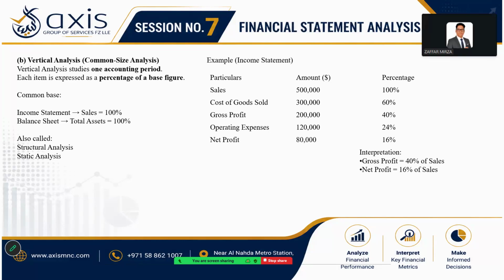Interpretation: gross profit is equal to 40% of sales. Net profit is 16% of sales. Commonly, people will ask, what is your percentage of GP?